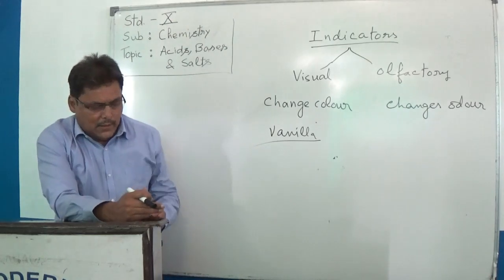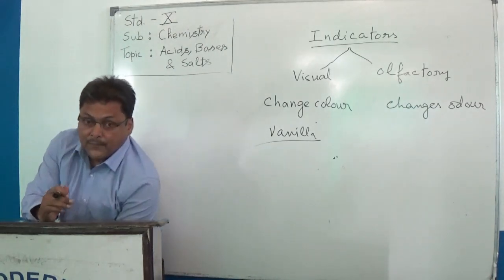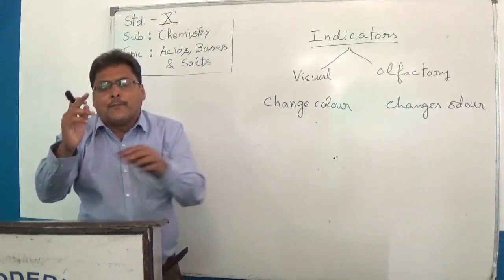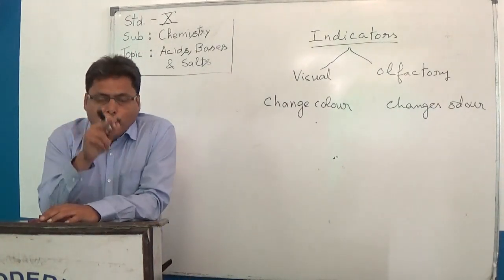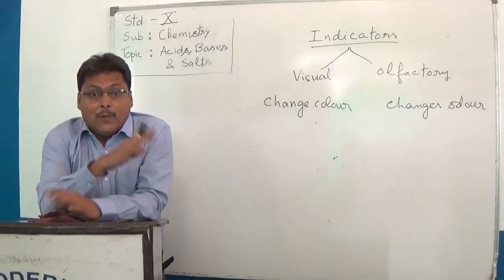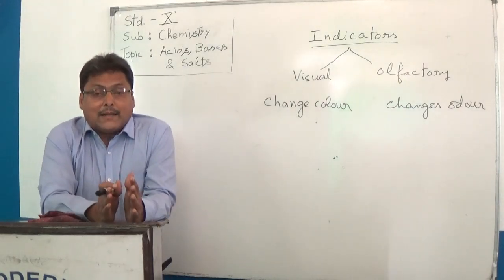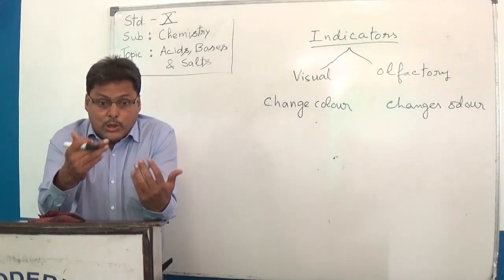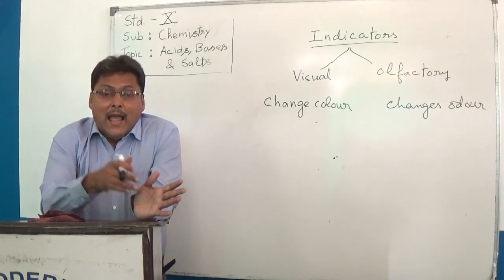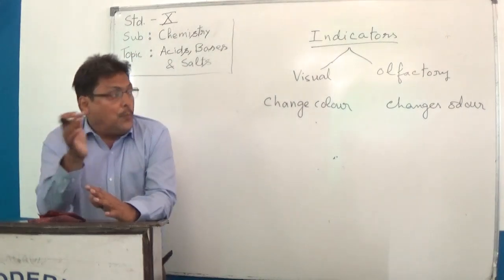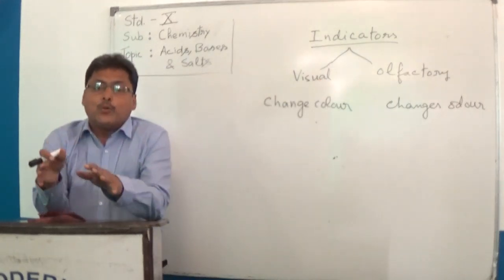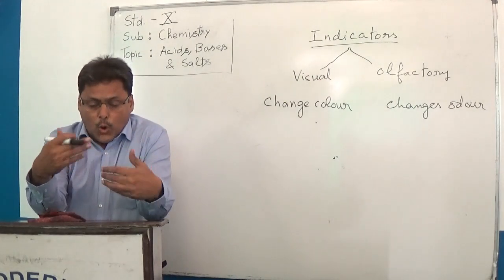But as you see, these are not very dependable because they don't change odor when they are put into acid. They only change odor in the base. We must have a more sure way of knowing whether this is acid and this one is base. So visual indicators are more in use in the laboratories. Let us talk about them.